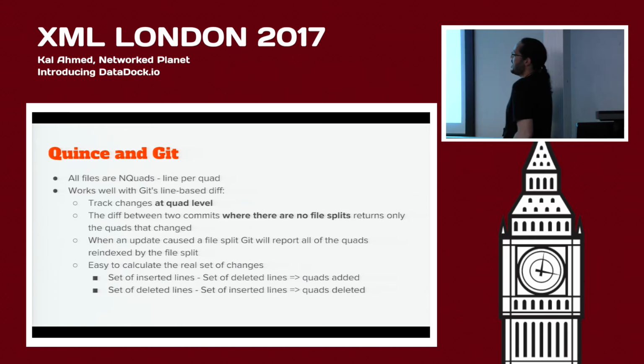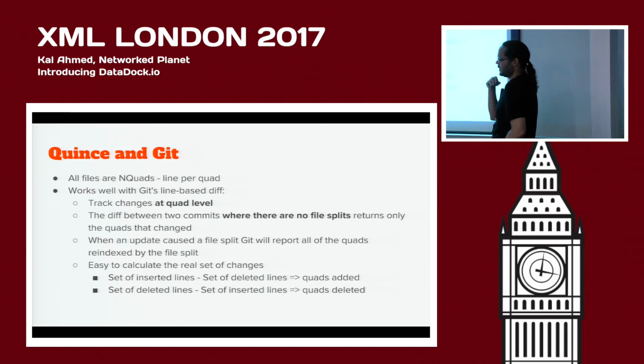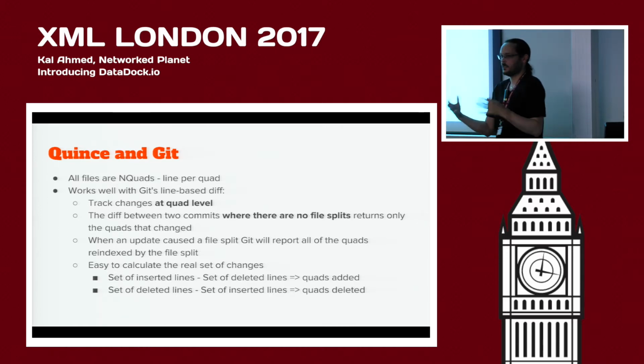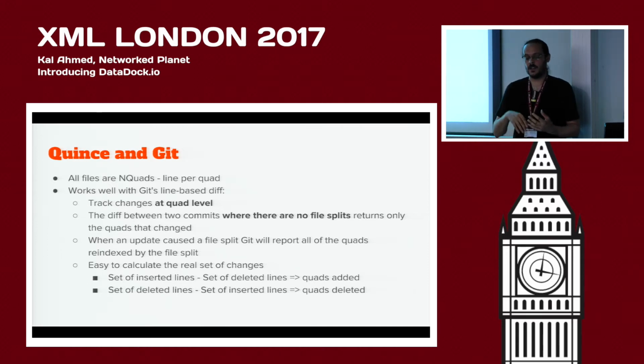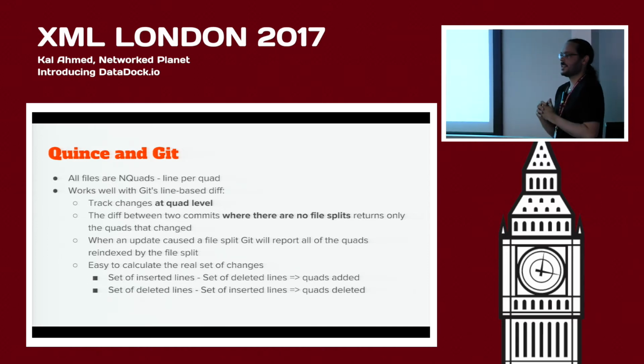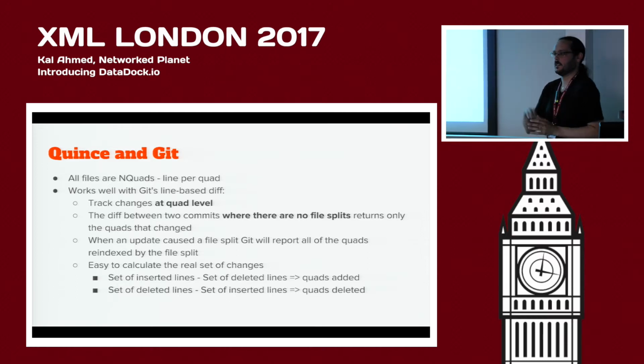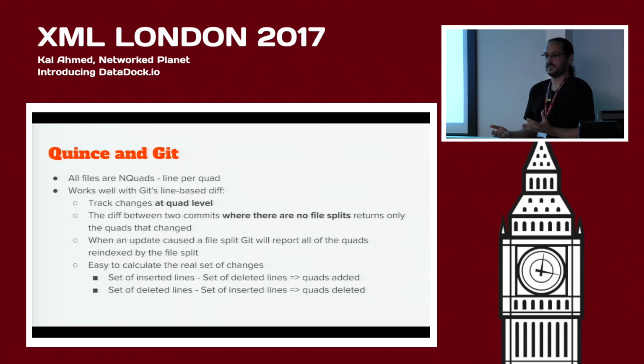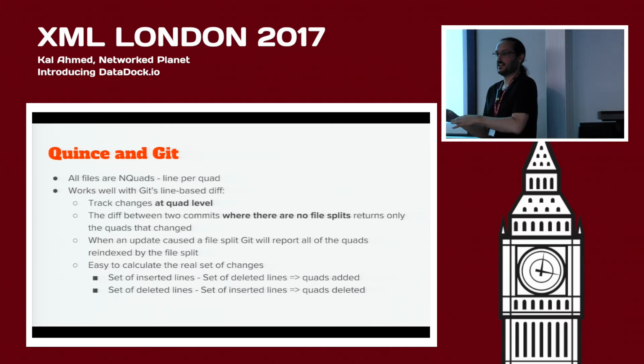So the nice thing about this approach with Quince and especially with Git is that the two things work together. All of our files are N-quads, and N-quads as an RDF format is a line-based RDF format, which means that one line in the file is one quad. Git's default diff algorithm is a line-based diff, which means that we can track changes at the quad level. So we can tell you inserted this quad and deleted this quad.